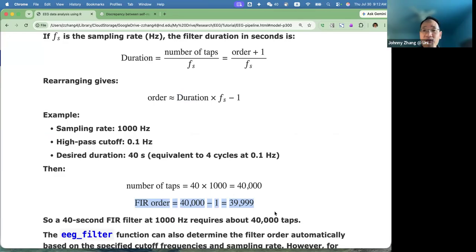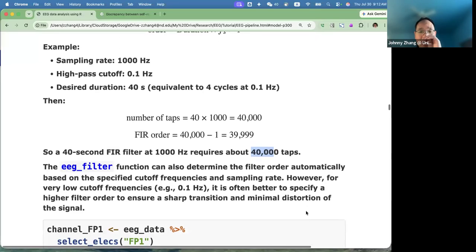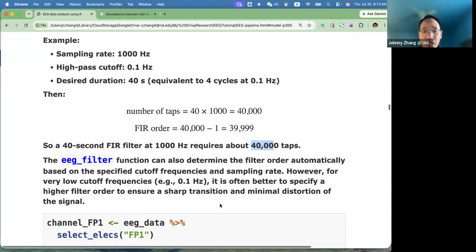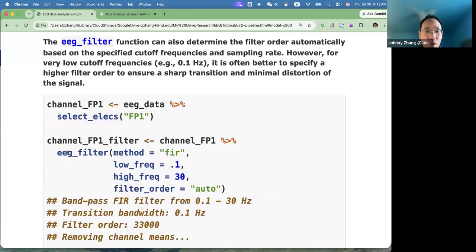So if you are going to set up the order of your filter yourself, this is about the number you are going to use. As I mentioned earlier, there is a mathematical procedure to calculate the orders and then do the filtering. For example, the EEG filter function of this R package can automatically determine the order, so we just set the filter order equal to auto. Or if you want to use our own calculation, this will be about 40,000.